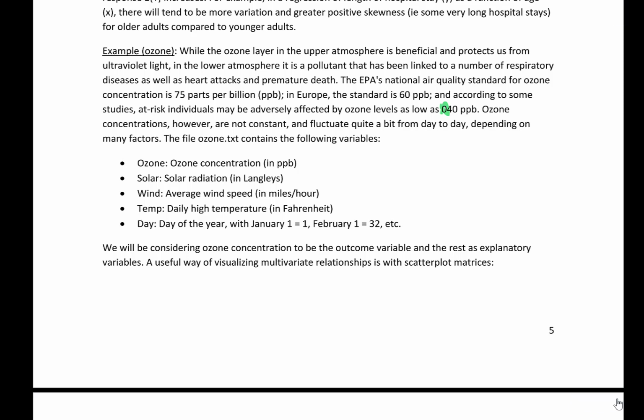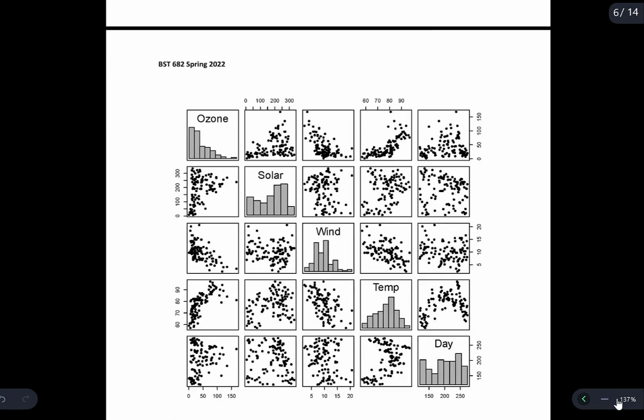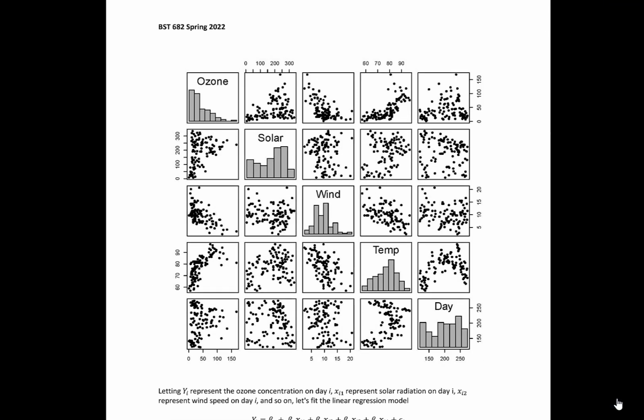Ozone concentrations, however, are not constant and fluctuate quite a bit from day to day, depending on many factors. And so there is a data set available for you on Canvas. It's the ozone data set. And here are some of the variables in that data set. So we're just going to look at ozone concentration to be the outcome variable, and the rest are explanatory variables. If you were going to visualize a multivariate relationship, you've seen these before, but it's always good to mention here. You can always look at those pairwise comparisons and those scatter plots by using a matrix like this.